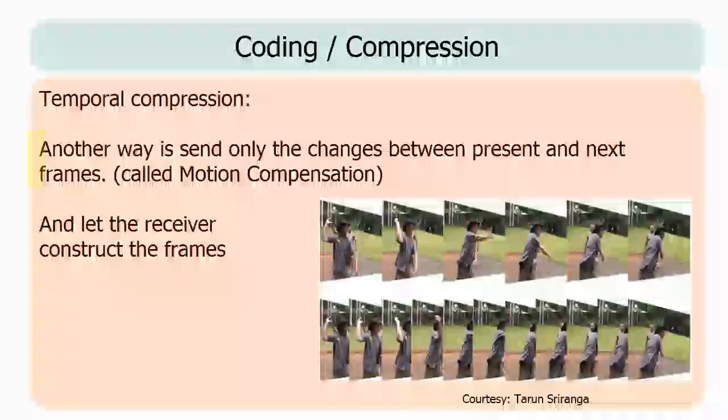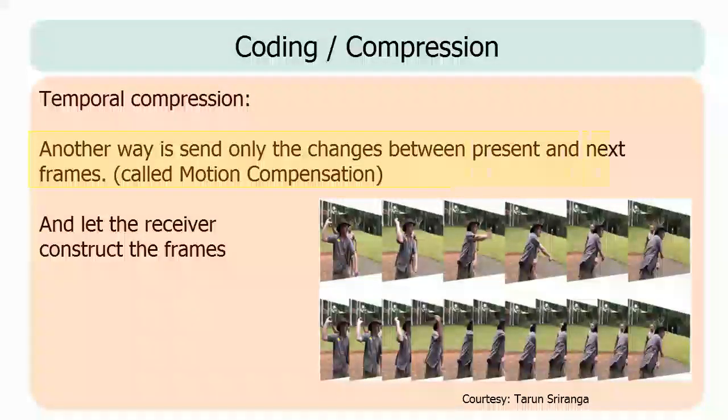Let's see another example of temporal compression. Here, changes between the present and next frames are sent. That is called motion compensation. Hence, at the receiver end, by seeing the motion vectors, they reconstruct the frames.